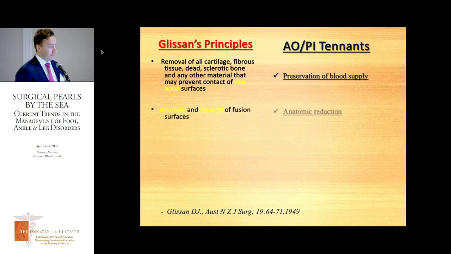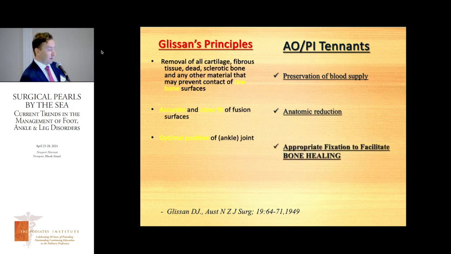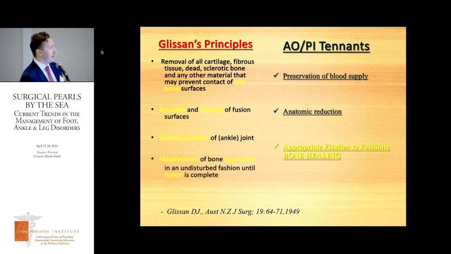So going back through, comparing our AO and PI tenets in summary with the principles: obviously removing all the cartilage and fibrous and dead sclerotic bone, which also includes preserving the blood supply around the bone and keeping the periosteum intact. We want good, accurate, close fitting of our fusion site, which is achieved through anatomic reduction. Then optimal positioning of our fusion site for appropriate fixation to facilitate bone healing, and then maintaining and protecting it through its disruptive forces.